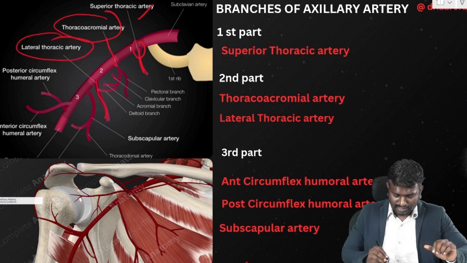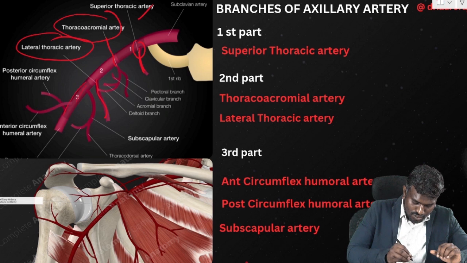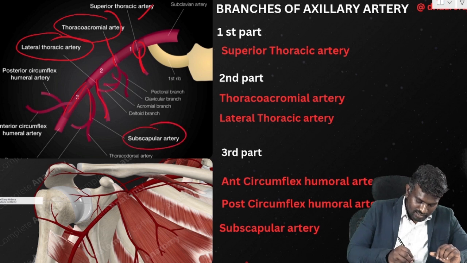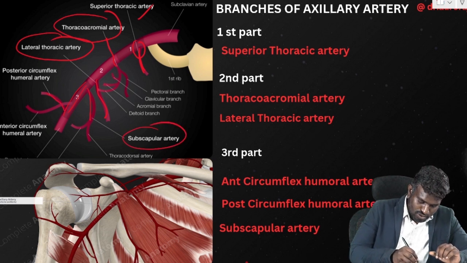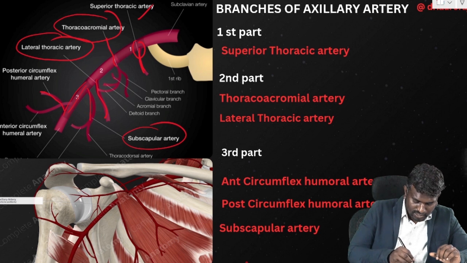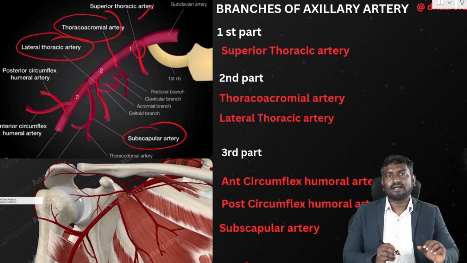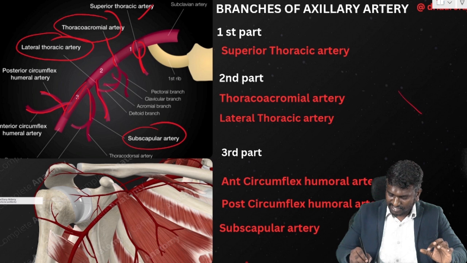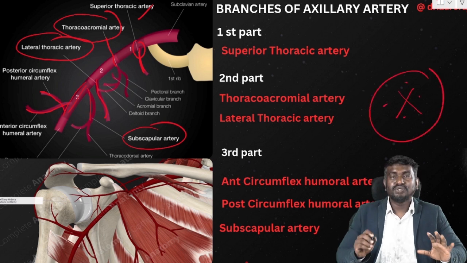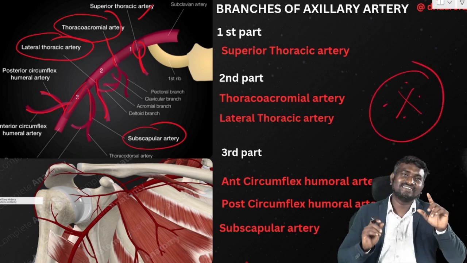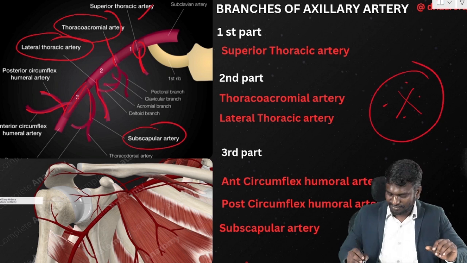Beautiful. Next, the third part, it further gives number 1, you can see it here. This is called as what? The subscapular artery. It further gives the posterior circumflex artery and also the anterior circumflex artery. That's it. So if you revise it with the images given, you will understand it beautifully. So axillary artery, please study it well. Very important.